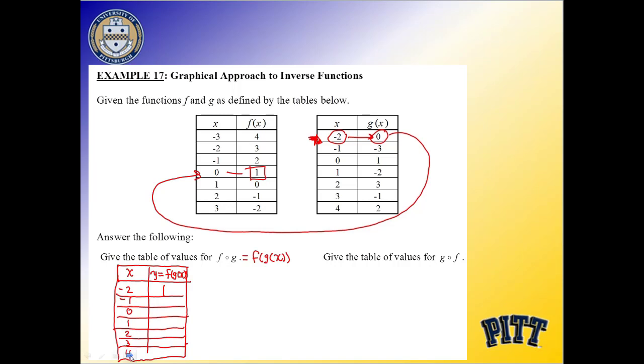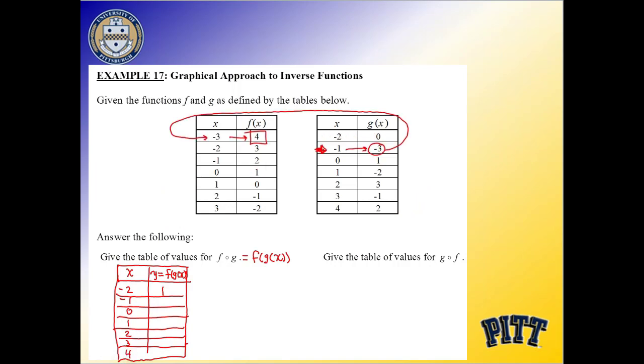For -1, again, I'm going to start at -1 in the g of x table. Let that be the x value, which gives me a y value of -3. That -3 becomes now the x value for f of x, and that produces a 4. So the y value I'm going to have down there is now going to be a 4.